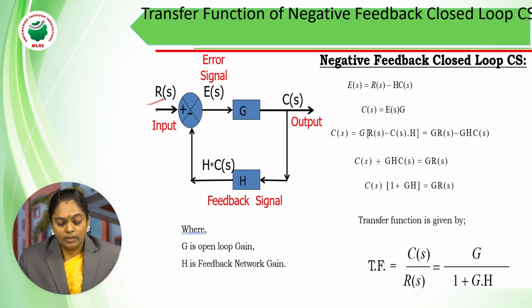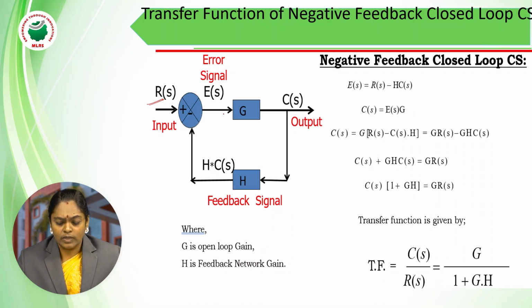It is the difference between the input signal and the feedback signal. As I am getting the feedback from C(S), this C(S) should be multiplied with H. So the error signal E(S) is equivalent to R(S) minus C(S) into H(S).